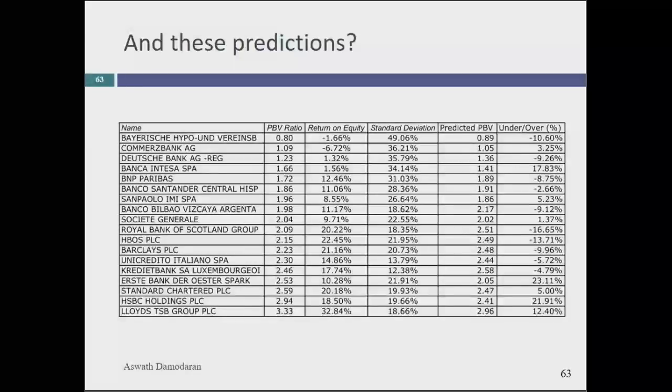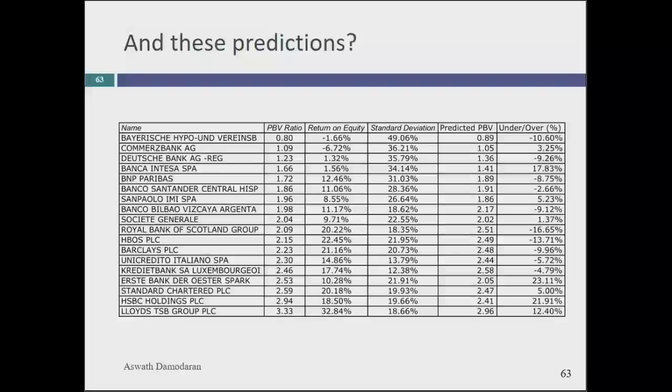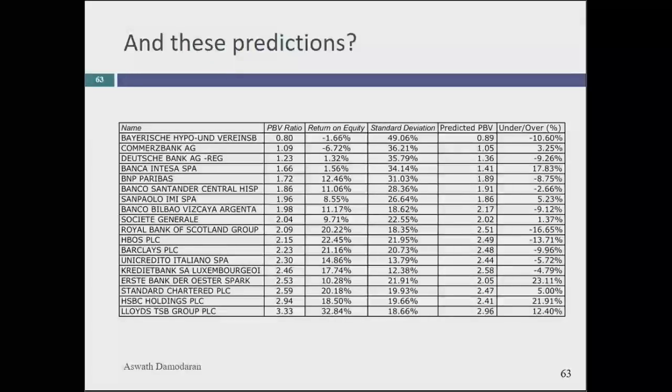So what's my cheapest stock? If you look at the percentage numbers, Royal Bank of Scotland has minus 16. You want a big negative number, right? You want it to be undervalued. Looks like it's the cheapest stock. What's the most expensive stock? It looks like Erste Bank, which is an East European bank. It's overpriced by 23%. Again, I'm not suggesting that regressions replace analysts, but using this tool allows you to bring in all the data.